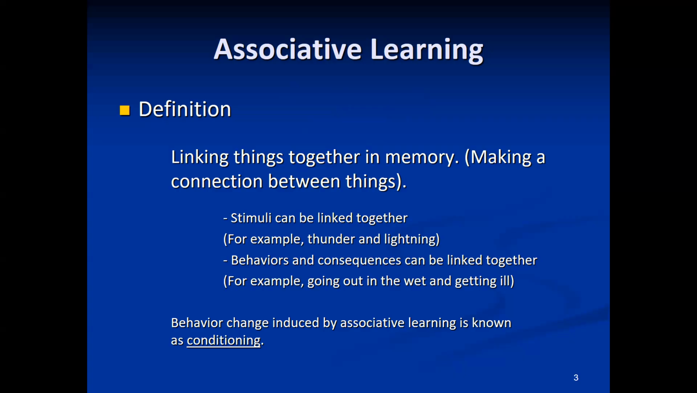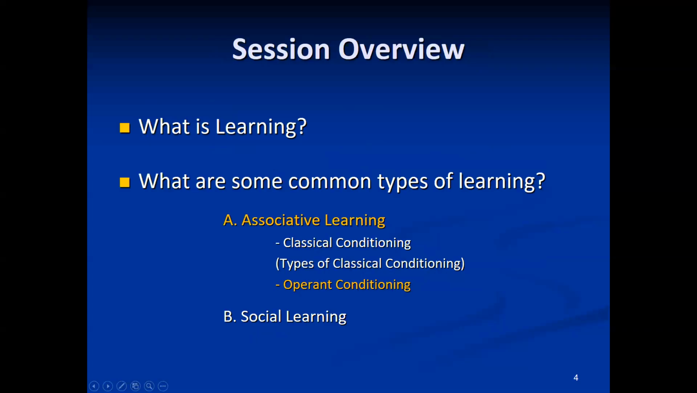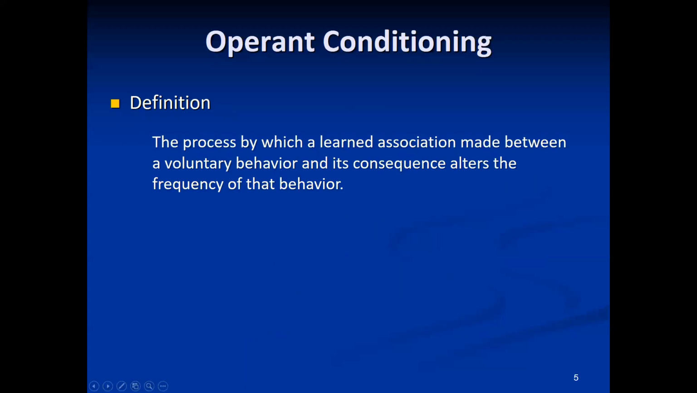In the last session, we looked at classical conditioning, the process by which a learned association made between two stimuli gives one stimulus the capacity to evoke a reflex similar to the reflex originally evoked by the other. In this session, we will look at operant conditioning. Operant conditioning is the process by which a learned association made between a voluntary behavior and its consequence alters the frequency of that behavior.